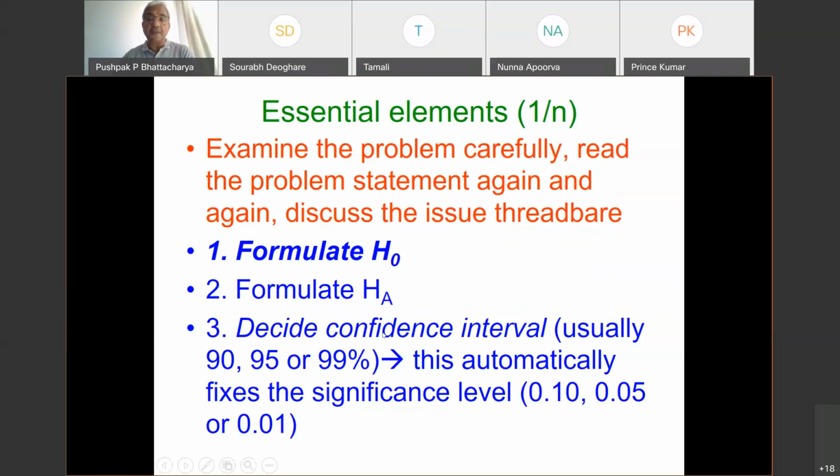The next important step, which is independent of H0, mark it, is deciding the confidence interval, usually 90, 95, or 99%. And this depends on how permissive we are with respect to committing an error, that is, our tolerance. So this automatically fixes the significance level at 0.10, 0.05, or 0.01.